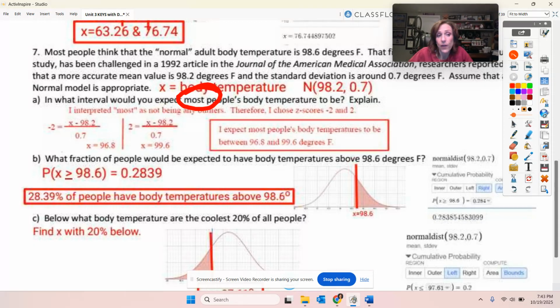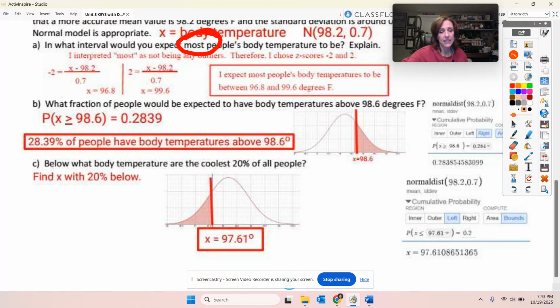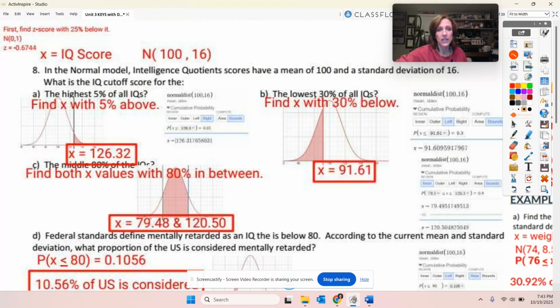B says what fraction of people? So that was a different word, but it was again asking for the probability. Probability is that fraction or proportion or percent. Greater than 98.6, and then what is the bound with the coolest 20%, and so that was 97.61.